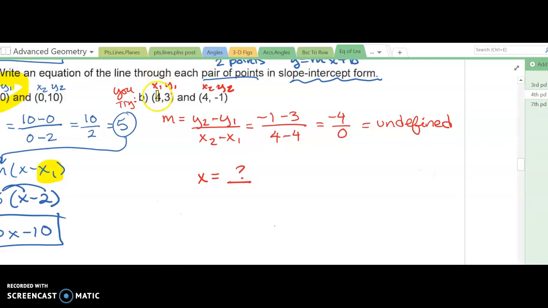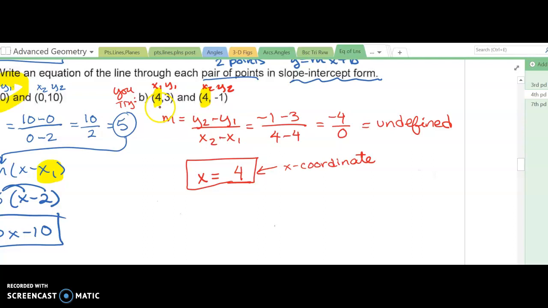Well, you might notice that both of your x coordinates were the same number, and that's because this is a vertical line, x equals 4. So if it's x equals a number, you're equaling it to the x coordinate. If it's y equals a number, you're obviously equaling it to the y coordinate.